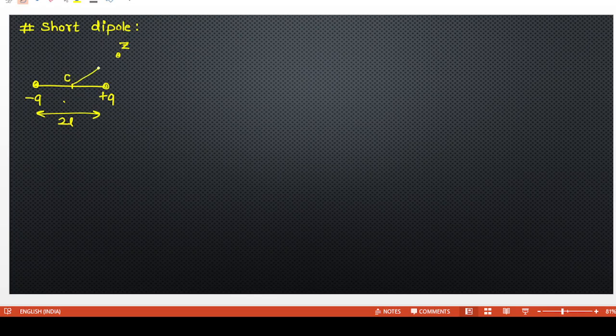See, draw with me. This is the distance of the given point from the center of the dipole. All the distances are measured from the center of the dipole. So if the distance of the given point from the center of the dipole is very large compared with the length of the dipole, then the dipole is called a short dipole. This means the distance between minus q and plus q should be very small. Write down: then the dipole is called a short dipole.